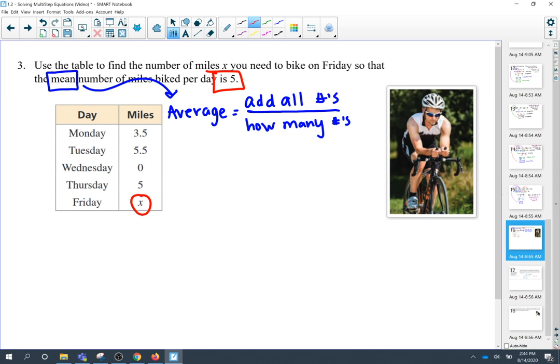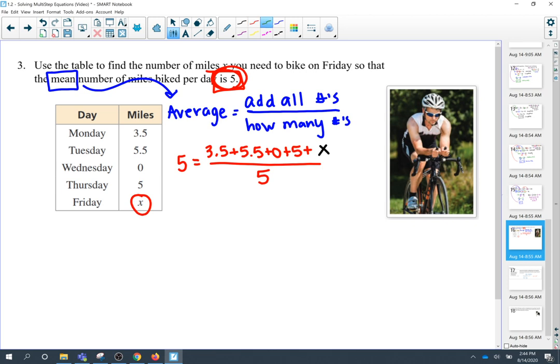So first of all, we want the average, or we want the mean, to be 5. So over here where I have average, I'm going to write 5 equals. Then in order to find the average, we're going to add up all the numbers. So we had 3.5 on Monday, plus 5.5 on Tuesday, plus 0 on Wednesday, plus 5 on Thursday, plus I don't know how many on Friday. Then in order to find an average, we divide by how many numbers? Well, that's 1, 2, 3, 4, 5. So I divide by 5.